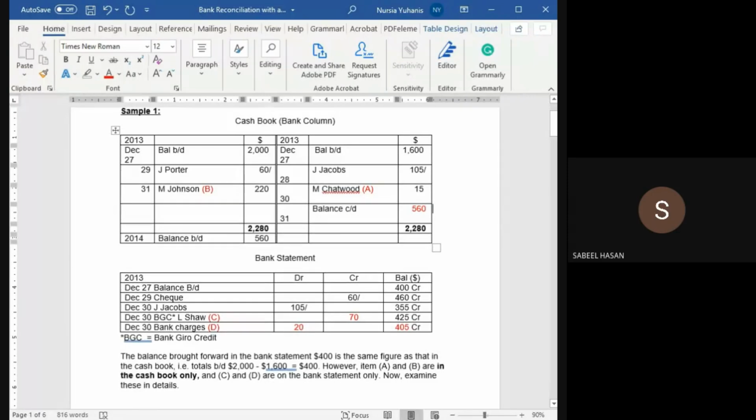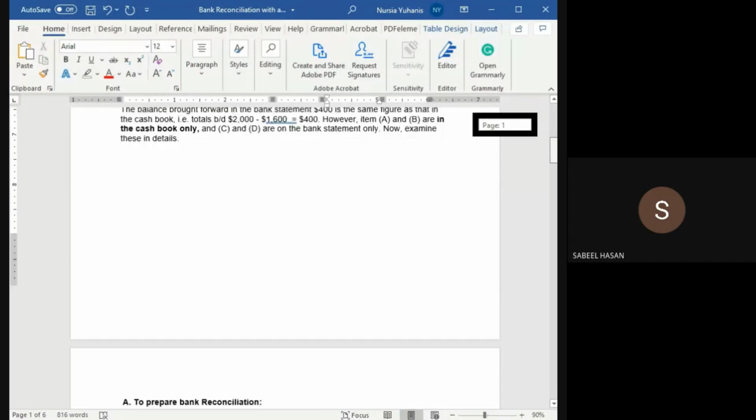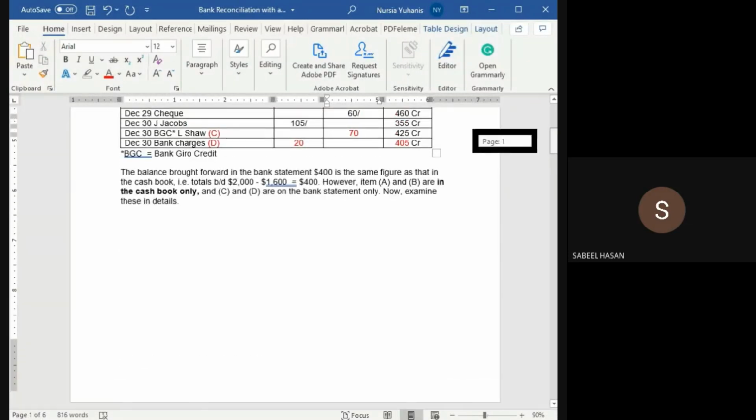So however item A, okay, we go back to the notes. However, item A and item B is not in your bank statement. Okay, these two is only available in your cashbook account. Okay, and item C and D is only available in your bank statement. These two is not in your cashbook. Alright, so now let's examine in detail.